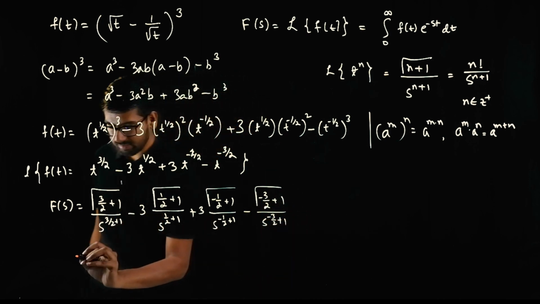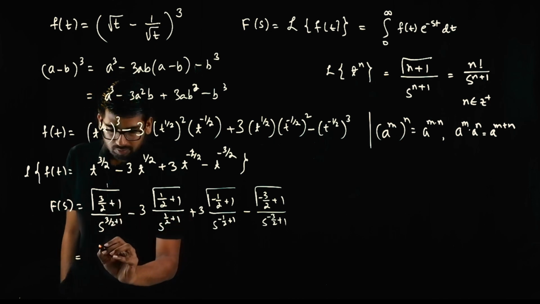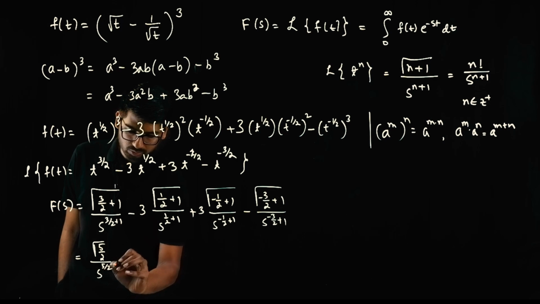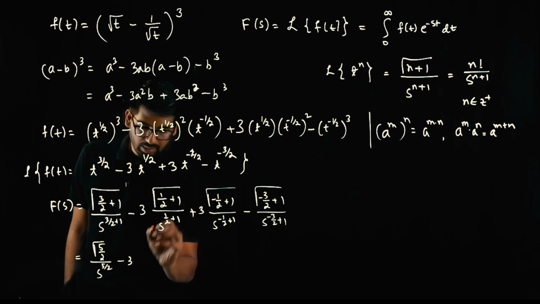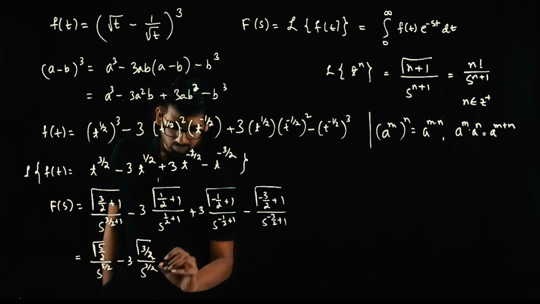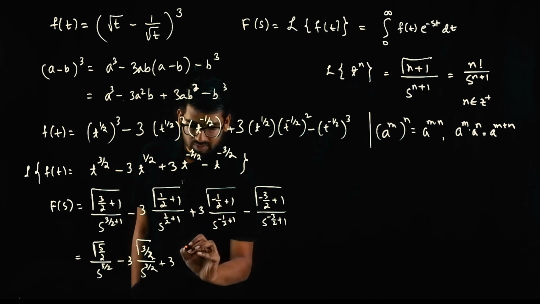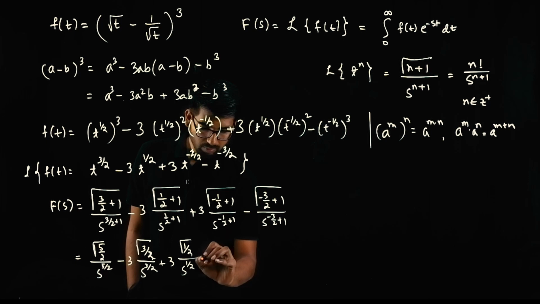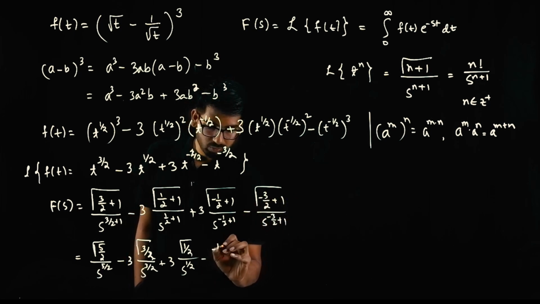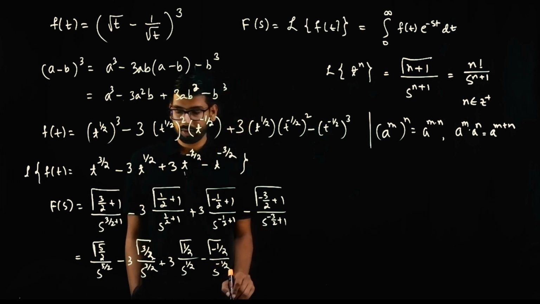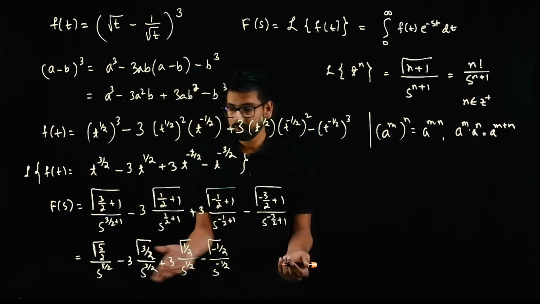Okay, so this can be written as gamma of 5 by 2 over s power 5 by 2, minus 3 gamma of 3 by 2 over s power 3 by 2, plus 3 minus 1 by 2 plus 1 is gamma of 1 by 2 over s power 1 by 2, minus 3 by 2 plus 1 is minus 1 by 2, gamma over s power minus 1 by 2. Okay, so now we need to find gamma of these values.